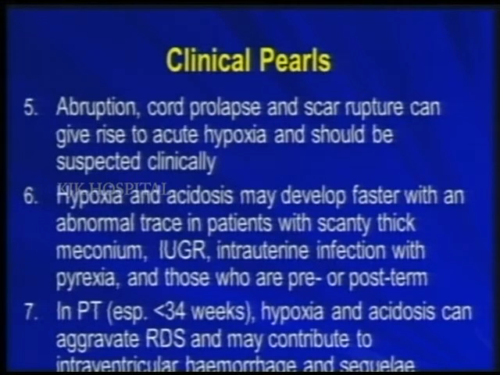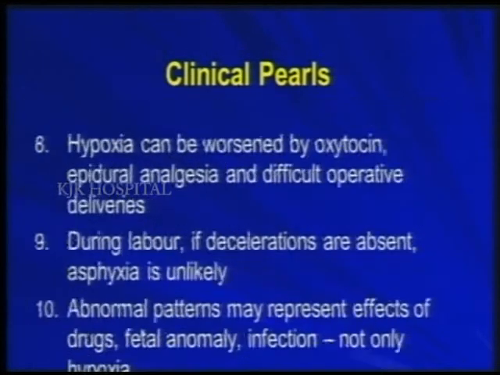And in preterm babies, if there is a pathological pattern, if we don't deliver them early, they can develop hyaline membrane disease and RDS, intraventricular hemorrhage, and cerebral palsy. So in a preterm, your threshold for delivery should be much earlier. And hypoxia can be worsened by oxytocin. Epidural not so much in early labor, but in late labor when the head is right into the pelvis and when she is bending down to have an epidural, the head goes and presses on the uterine vessel, and that can give rise to problems.